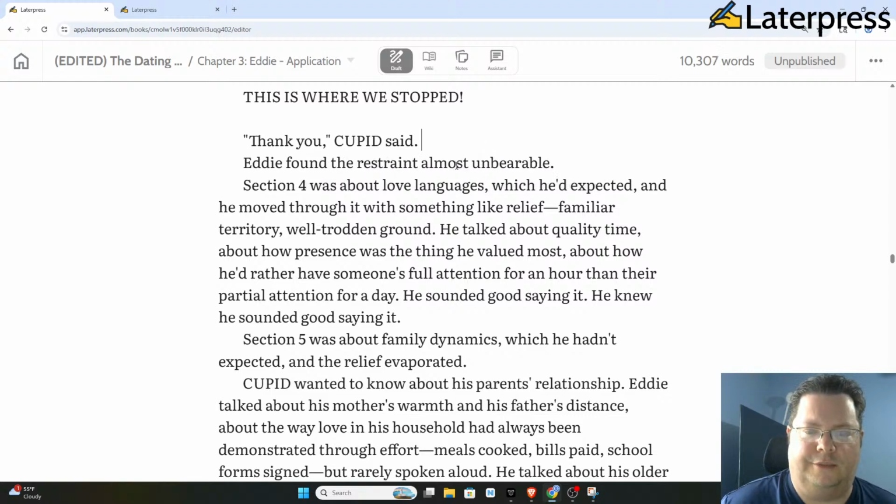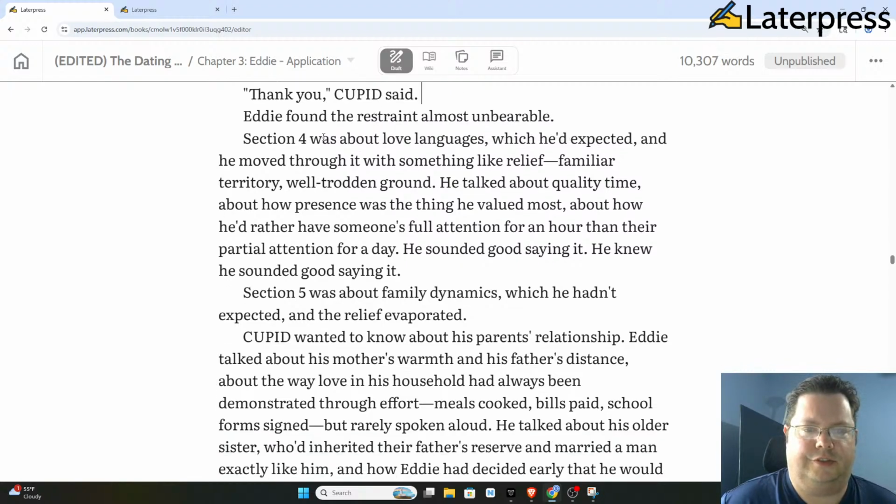Eddie found the restraint almost unbearable. Section 4 was about love languages, which he'd expected, and he moved through it with something like relief. Familiar territory, well-trodden ground. He talked about quality time, about how presence was the thing he valued most, about how he'd rather have someone's full attention for an hour than their partial attention for a day. He sounded good saying it. He knew he sounded good saying it.